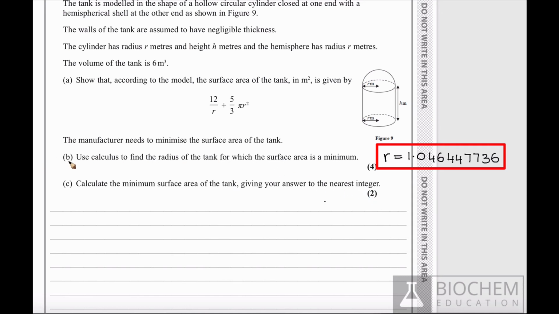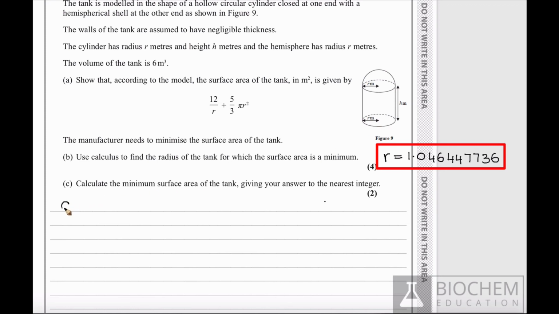We have already figured out in part B the radius that gives the minimum surface area for this figure. And that value of r was, to exact number of figures, 1.046447736. And we can use this value, substituting into the formula for the area that we figured out in part A, to get the minimum surface area for this figure.